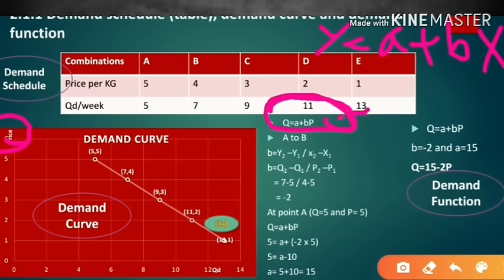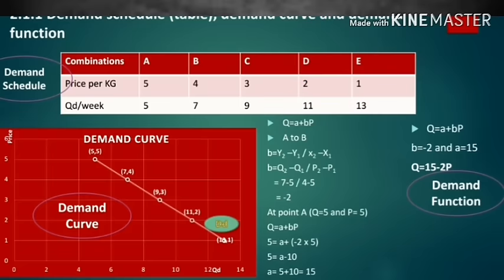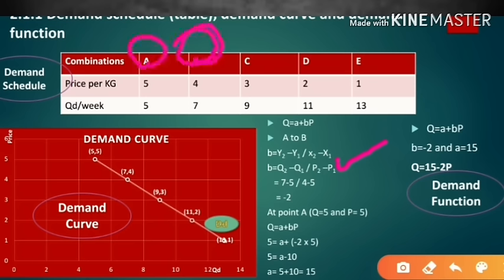So first q is equal to a plus bp እና y is equal to a plus bx-ን compare አድርጉት. ስለዚህ y ማለት q ነው, right? And x ማለት p ነው ማለት ነው. ስለዚህ the formula y2 minus y1 divided by x2 minus x1 የሚለውን ወደ ምን convert ማድረግ እንችላለን? We can convert it into b is equal to q2 minus q1 divided by price 2 minus price 1 ብለን መውሰድ እንችላለን ማለት ነው. So this is a formula. So let's check it out. እስቲ ከ a እና b ፖይንቶችን ወስደን slope-ን እና intercept-ን ለመፈለግ እንሞክራለን.